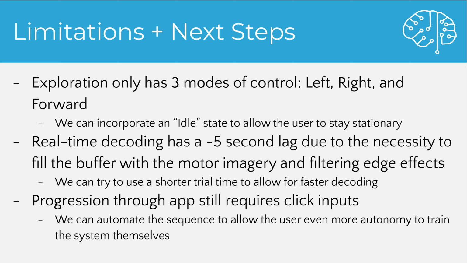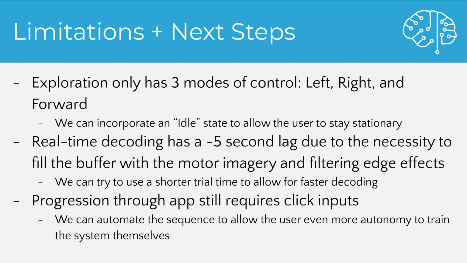So in terms of limitations, we have, I'd say, three main limitations. The first being that in terms of control, we only have three modes currently: left, right, and since we use the up arrow as our third kind of command that the operator can give, it only gives us forward. So something we can do is incorporate an idle state, allowing the user to stay stationary without having to move back and forth to see one address or one landmark.